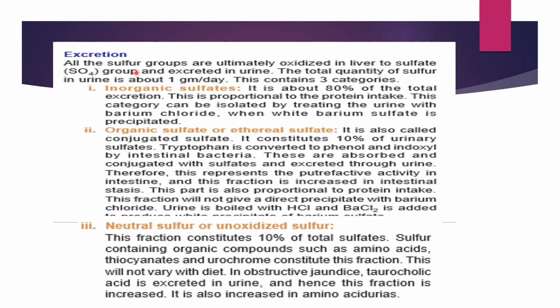Excretion of sulfur. All the sulfur groups are ultimately oxidized in the liver to sulfate, the SO4 group, and then excreted in urine. The total quantity of sulfur in urine is about 1 gram per day. This contains three categories. Inorganic sulfates are about 80% of total excretion. Organic sulfates or ethereal sulfates, also called conjugated sulfates, constitute 10% of urinary sulfates. And the third form of sulfur excreted in our urine is neutral sulfur or unoxidized sulfur. This fraction constitutes about 10% of total sulfur.